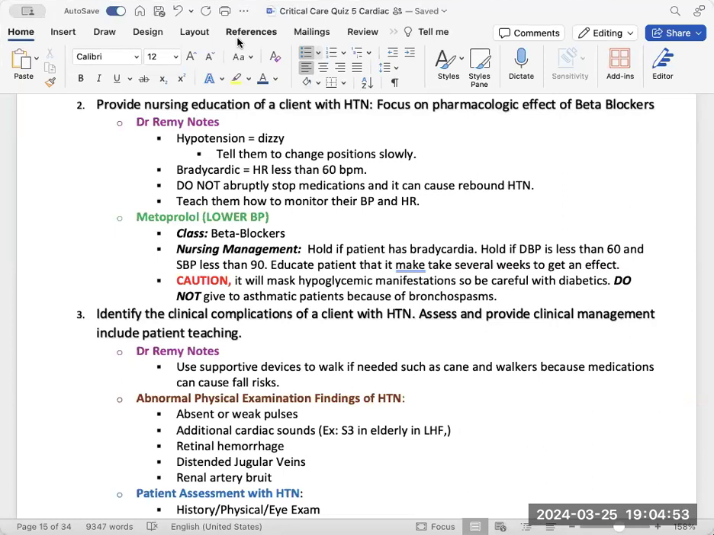And if they're diabetics, let them know, hey, these medications can mask the signs and symptoms of hypoglycemia, so you need to monitor your blood sugars very carefully. And we need to be careful with our asthmatics because it can cause bronchospasms.